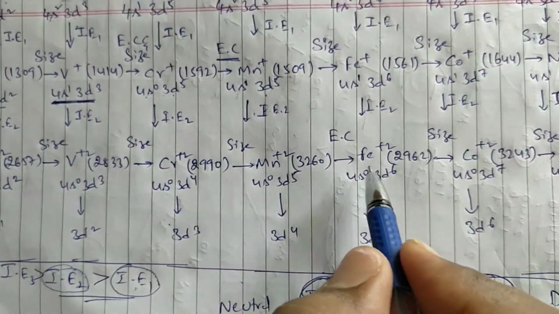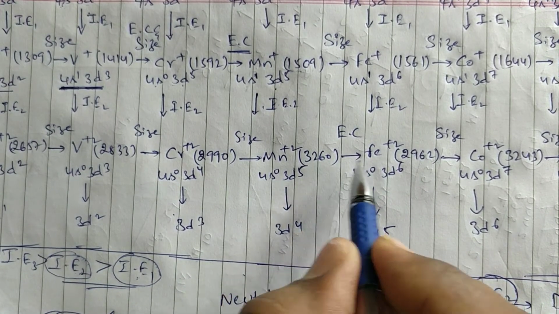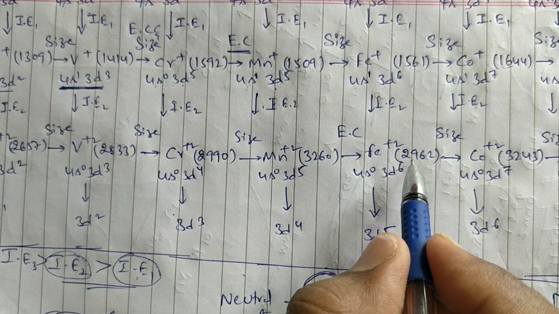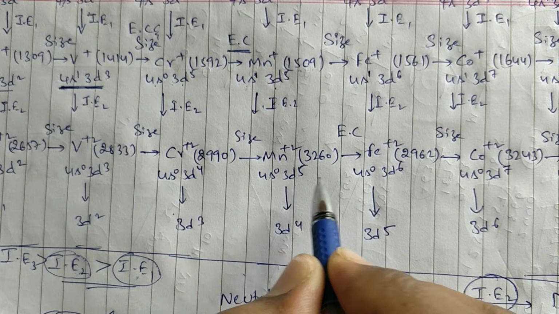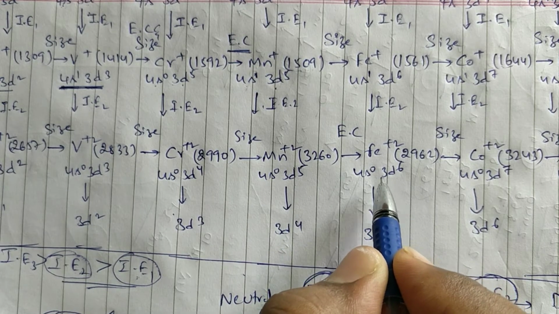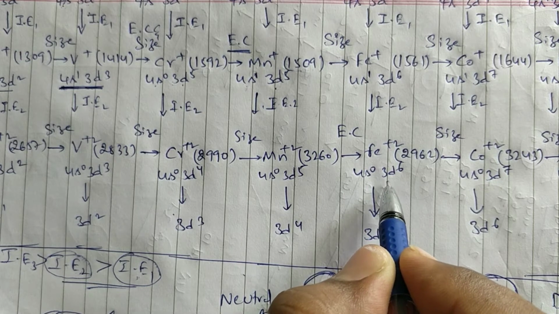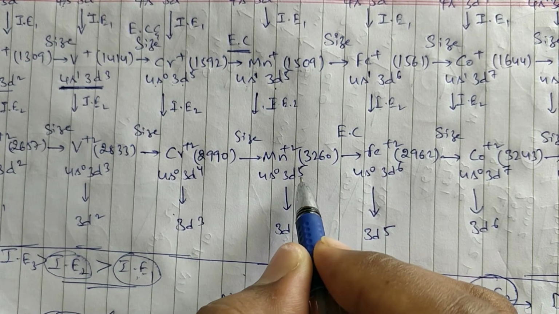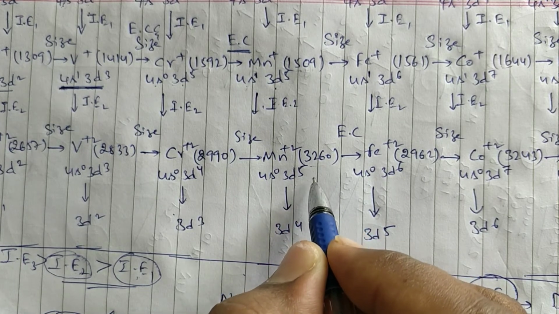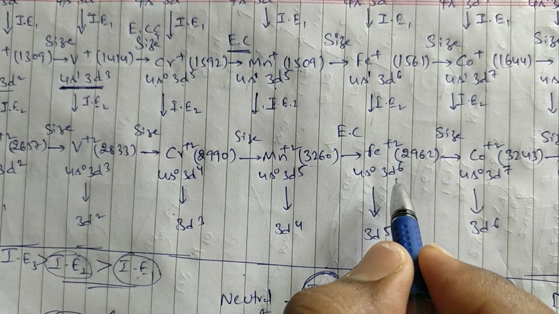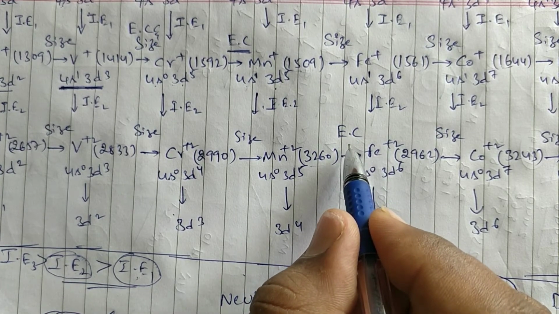But Mn plus 2 to Fe plus 2, electronic configuration. See 3260, 2962. Here the electron must be removed from 3d5, half filled configuration. Here the electron must be removed from 3d6. This is not half filled or full filled. Easily we can remove the electron from Fe plus 2 when compared to Mn plus 2. That's why here a high amount of energy is required. The third ionization energy of Mn plus 2 is greater than the third ionization energy of Fe plus 2, which is explained by electronic configuration.